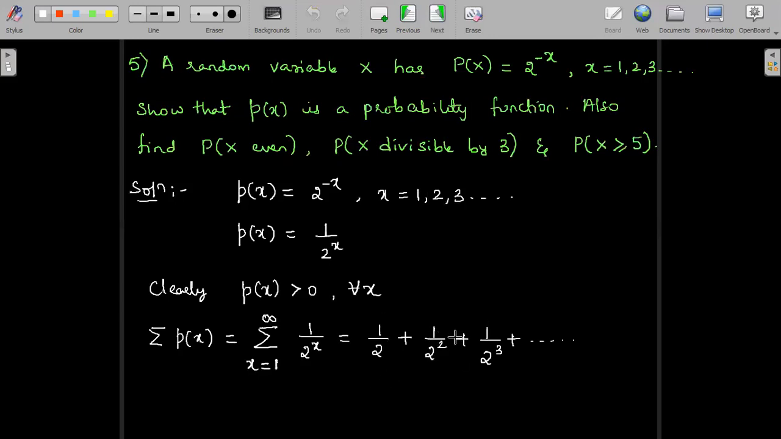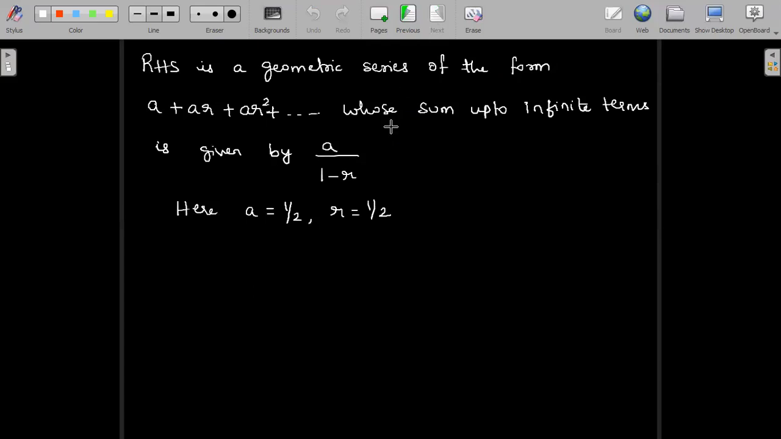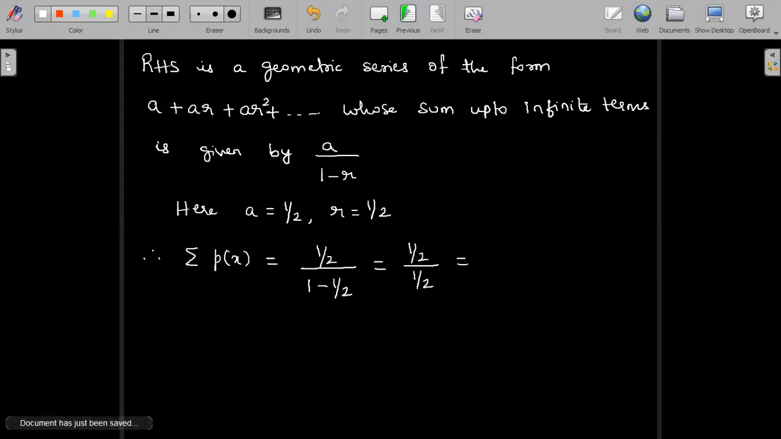It is half plus 1 by 2 square, 1 by 2 cube, etc. So you are comparing this with A plus A into R plus A into R square, etc. So the A value is equal to the very first term, that is 1 by 2, and the R value, because the second term is a product A into R, is also equal to 1 by 2. Now this is helping me to sum up the value. So therefore, summation of P of x is equal to A divided by 1 minus R, which is half divided by half, equal to 1.